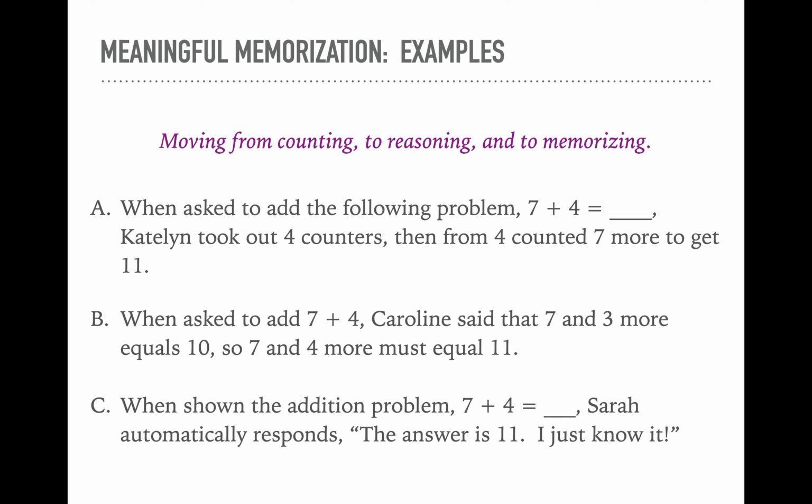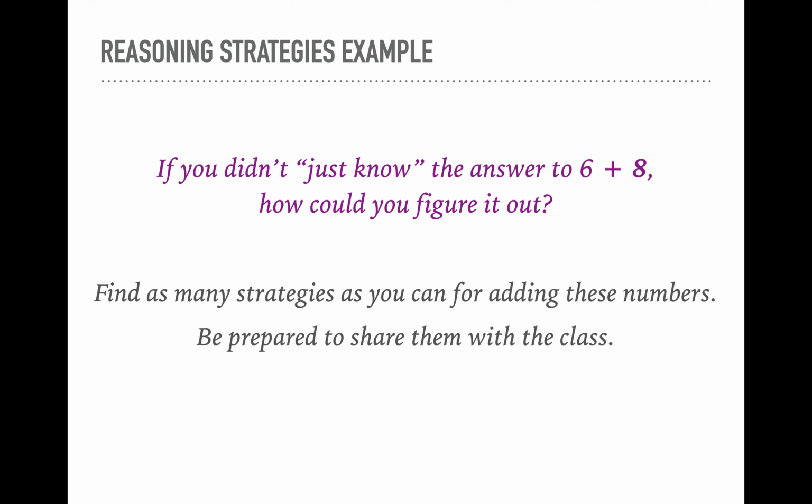Another girl in part B is on the reasoning phase. When adding 7 plus 4, she said, well, 7 and 3 more equals 10, so 7 and 4 more must equal 11. Versus Sarah in part C, who just knows it. It's just there. And so that's the 3 phases that we're talking about today.